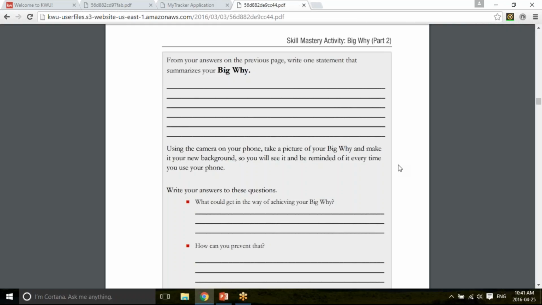Okay, so it says, from the answers on the previous page, write one statement that summarizes your big why. One statement. Janice is giving me the deer in the headlights look. Says, oh my God, I don't know how to do that.